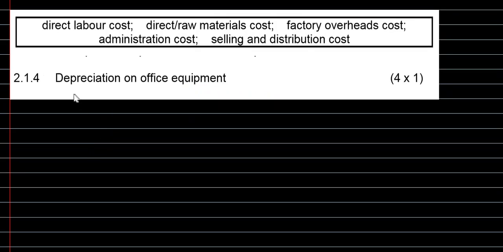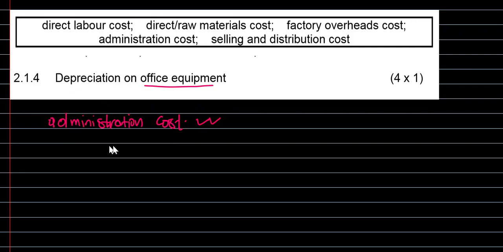Here is the last one. Depreciation on office equipment. Office equipment means that it's not under selling and distribution, but under administration cost, because you can find this under the details of the depreciations of the vehicles. So we're going to write here administration costs. Okay, you are done with that one. Then this was the last one that we had there.